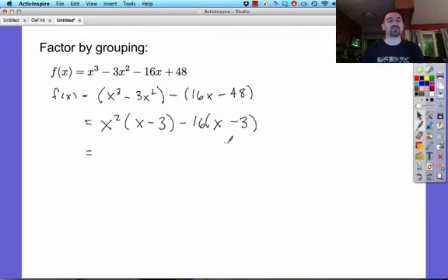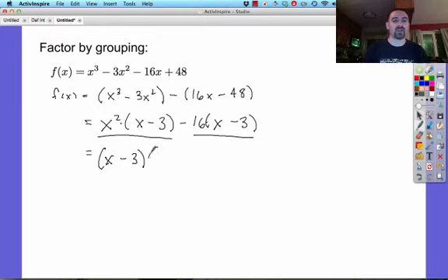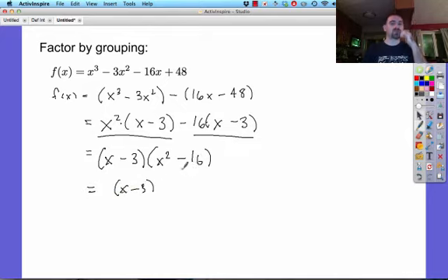That's a good thing, because now what I have is x squared times x minus 3 and 16 times x minus 3. I can factor out an x minus 3 out of this and an x minus 3 out of this. So now I have x minus 3. What's left? From this term I have an x squared left, and from this term I have a negative 16 left. Can this be factored anymore? So this was the factor by grouping step here. That's the step where we did it.